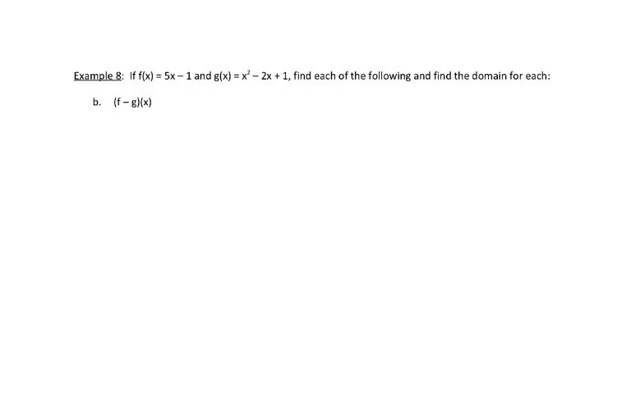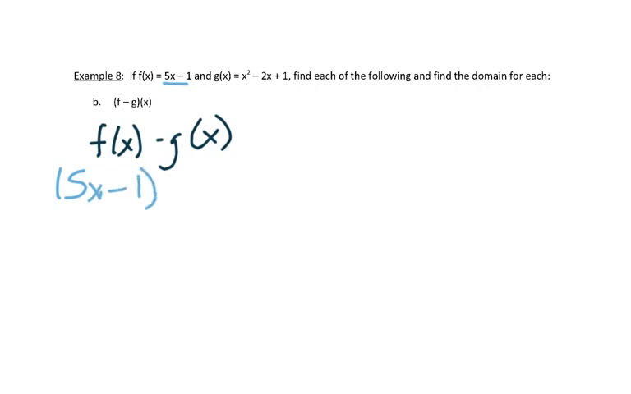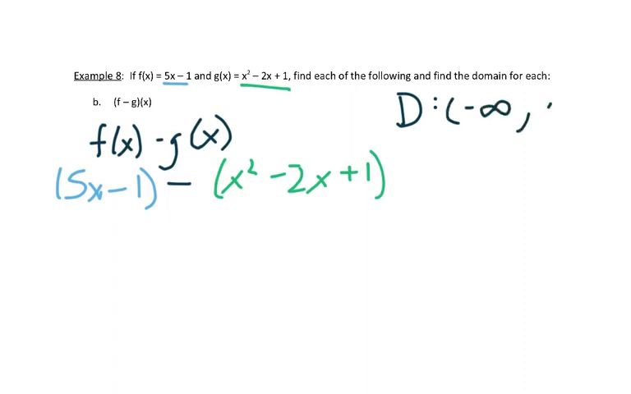So if we look at part B, this is really saying I want to do f of x minus g of x. So f of x is here, so I'd have 5x minus 1 minus, then g of x is here, x squared minus 2x plus 1. Again, start with the domain before we simplify. There's no fractions, there's no square roots, so the domain is negative infinity to positive infinity.